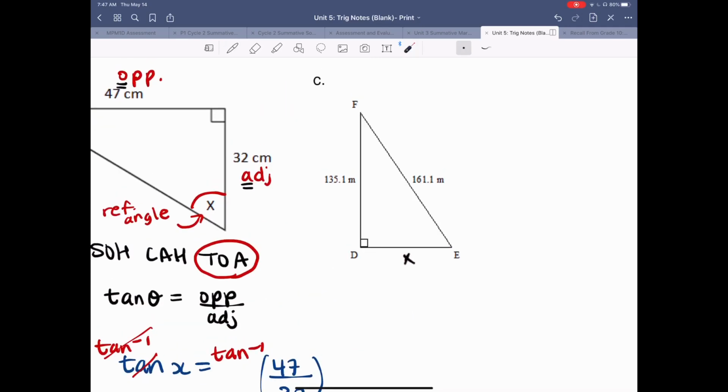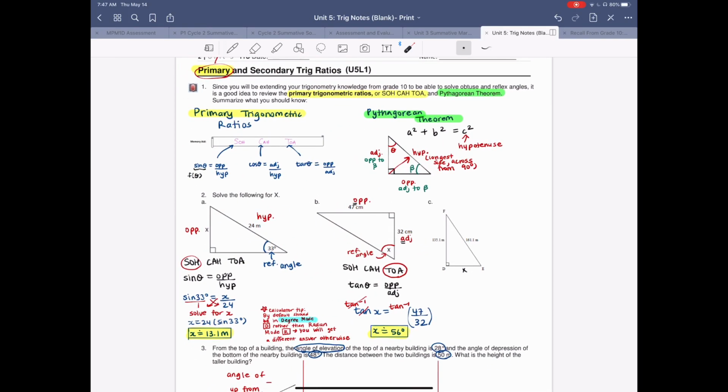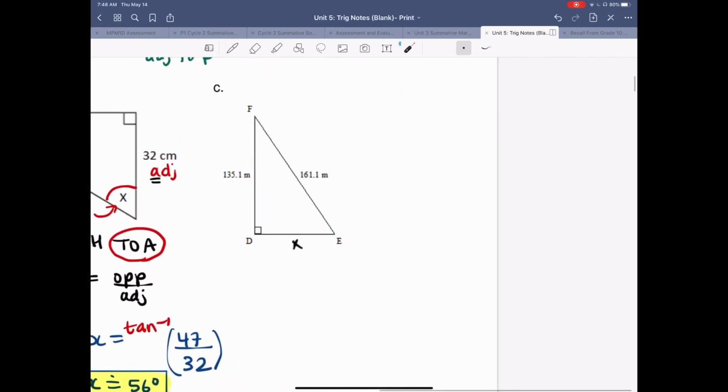Question C, now you notice that you have these three sides. There's not really a reference angle other than the 90 degrees itself. So if I zoom back in, there were two kinds of things that we learned from grade 10. It's the primary trigonometric ratios, and that usually dealt with when we had an angle and one or two sides. But when I don't have a particular angle and I'm dealing with all the sides, that means I should be using the Pythagorean theorem for this question.